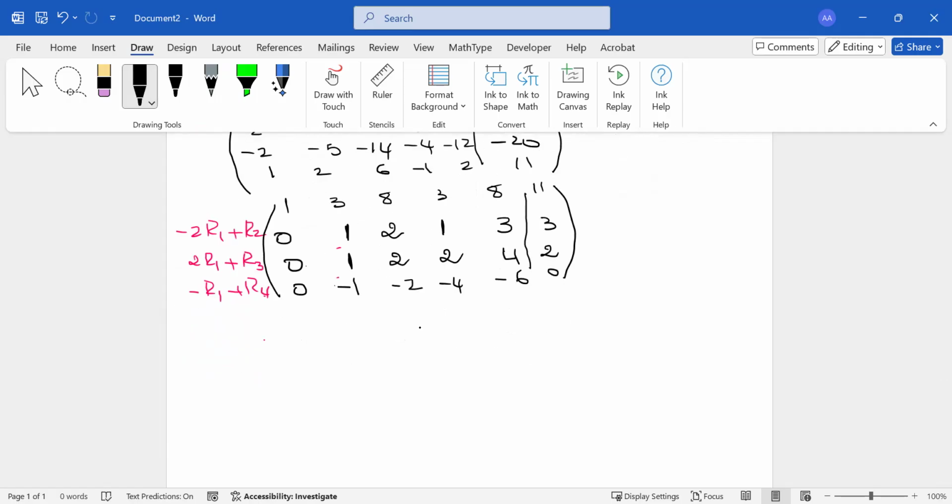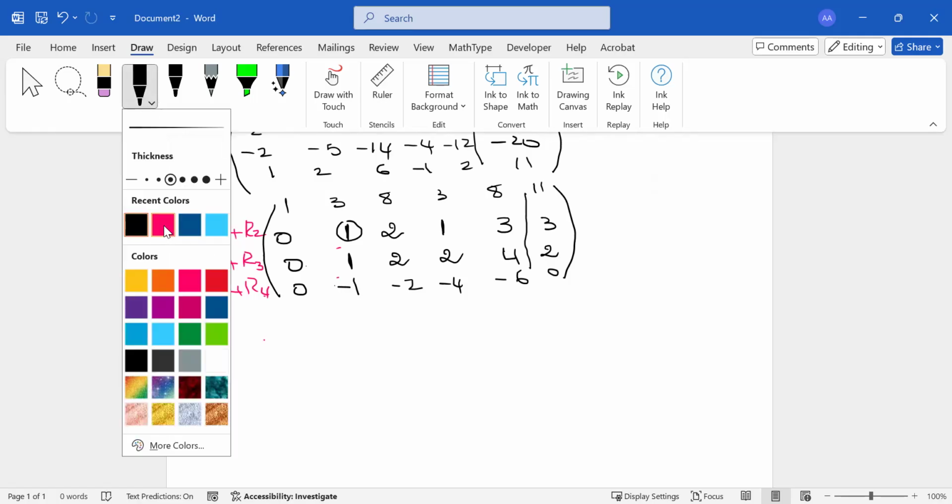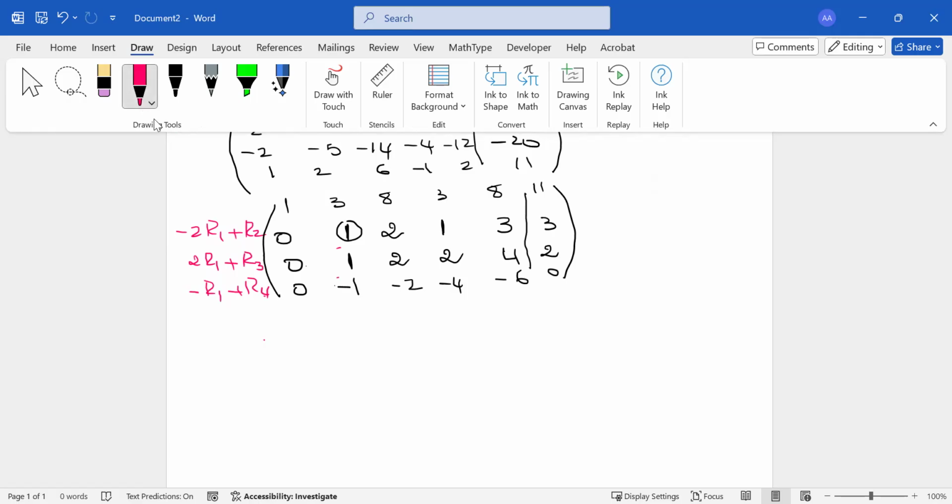So now this one will be our pivot. As you can see, the column is a very nice column. So we're going to rewrite row number 1: 1, 3, 8, 3, 8, and then 11. Okay, then 0, 1, 2, 1, 3, and then 3.